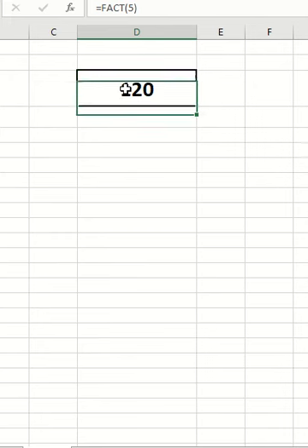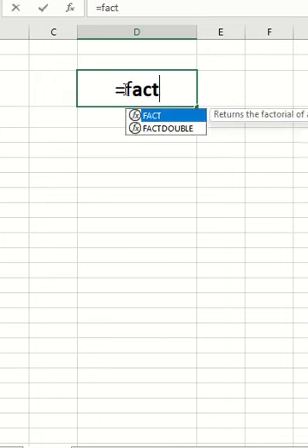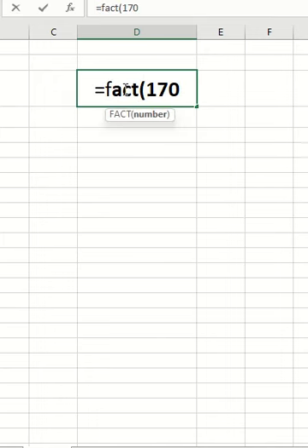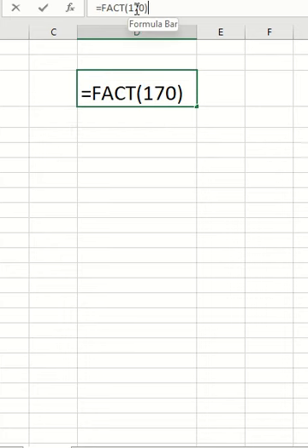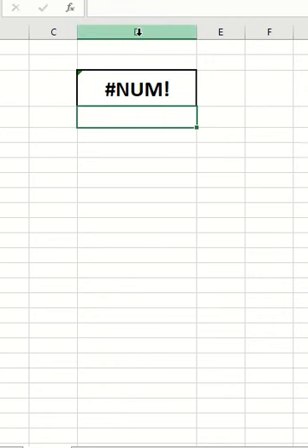And there are two things. You will get the answer of factorial up to 170 only. That means FACT(170) is the largest value which Excel can accept, because after this, if you try for 171, you will get the error message.